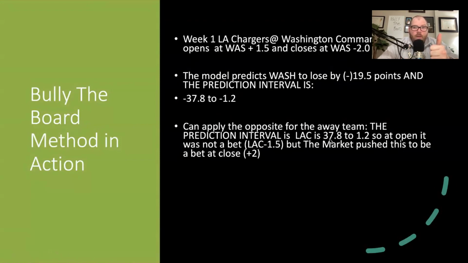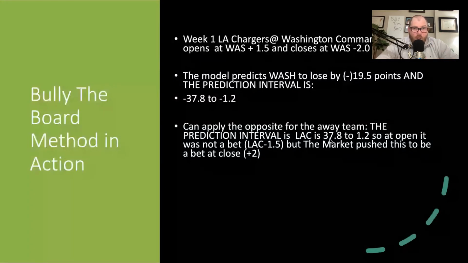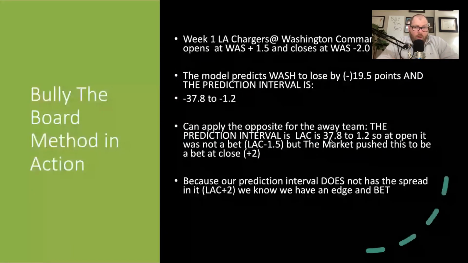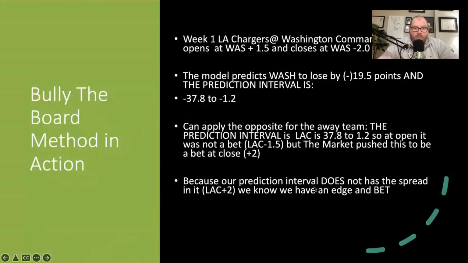And that would be the bet for us, and we would have a 60% confidence that we will win that bet. And what do you know? LA covers. Because our prediction interval does not have the spread in it, LA Chargers +2, we know we have an edge. And that's exactly the way to look at this: if the spread is not part of the confidence interval, that means it's a bet for us. And LA won by 4, and we covered.